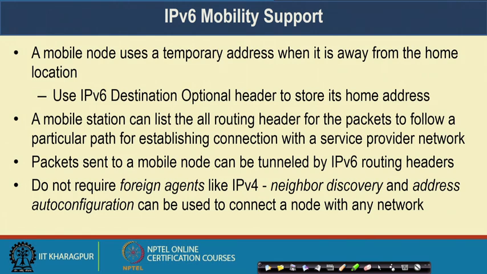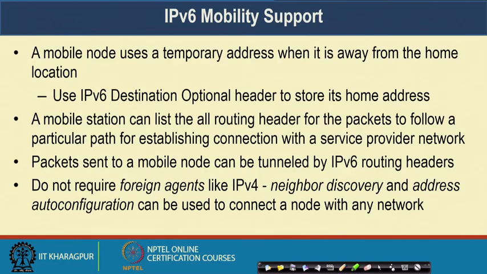As you have seen, the advantage of IPv6 is that you can add additional optional headers to support this mobility. With this optional header you can add additional information, like whenever a node is moving from one location to another, how the packet would be forwarded to this node, that can get embedded with this routing header information.